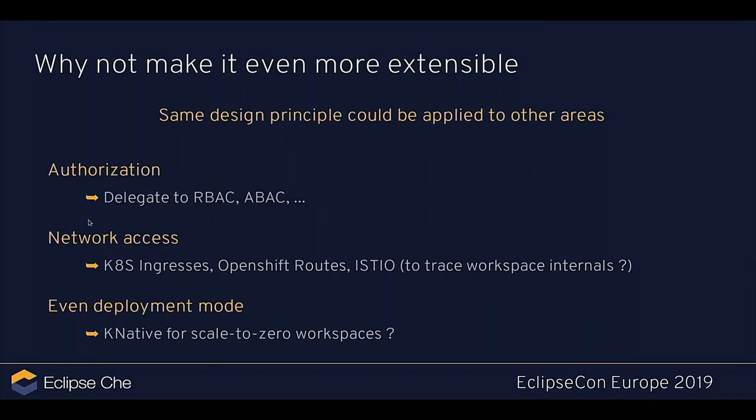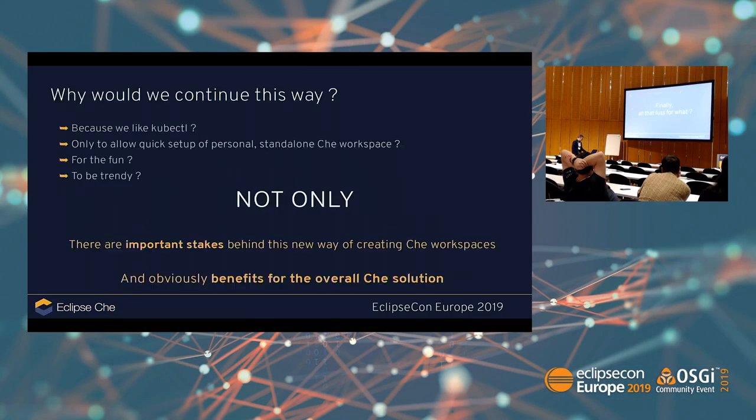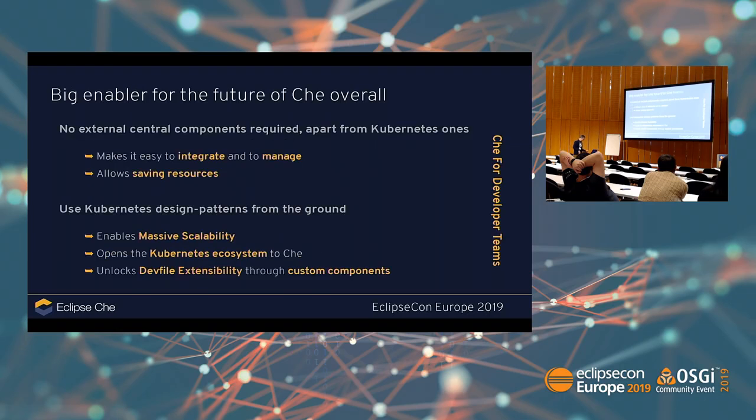Yeah, so I just explained this one. And so finally, what's the idea of all this? What does it bring? It's not only because we like kubectl, not only because we want a quick setup for personal use, not only for the fun, even if it was quite fun, and not only to be trendy or Kubernetes-like. There are important stakes behind this new way of creating Che workspaces, and really benefits for the overall Che solution.